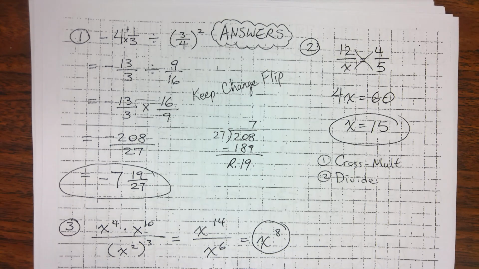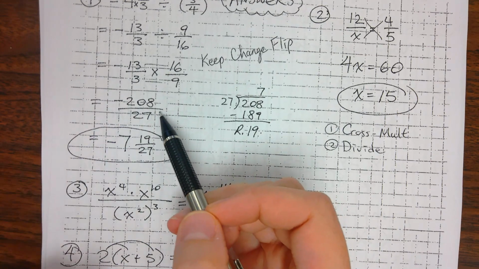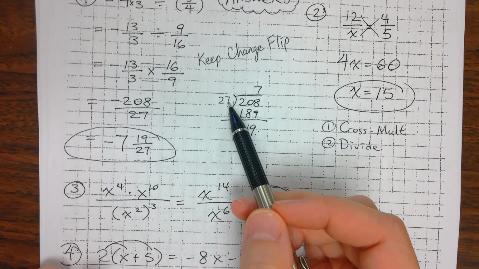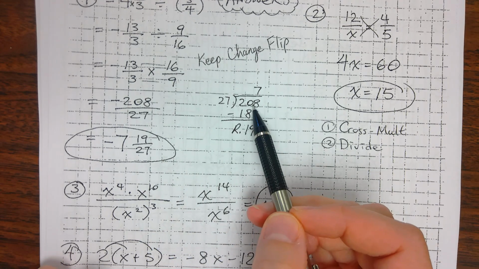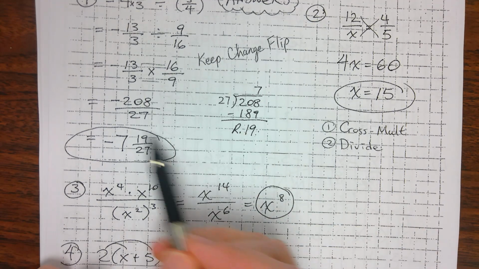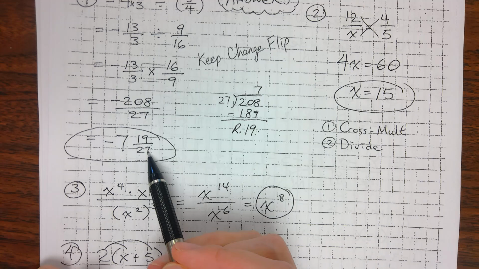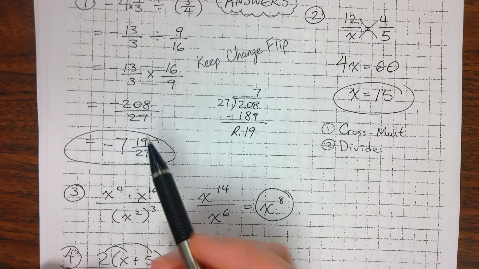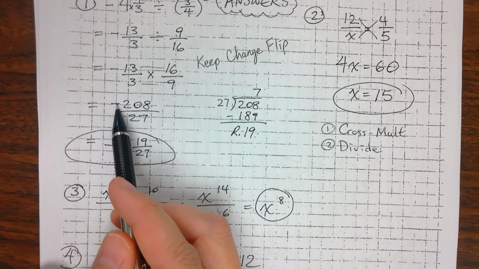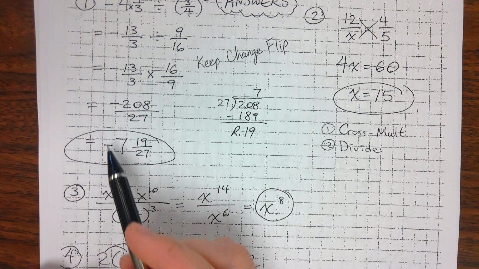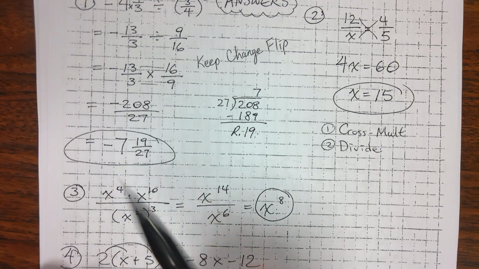As I said, on your final exam, you do have to change it back into a mixed number. So long division, how many times does 27 go into 208? It goes in 7 times with a remainder of 17. So that's your mixed number. Okay, on the exam, mixed number if it's an improper fraction. One thing as well, people like to make that negative sign disappear. Okay, don't make that silly mistake.